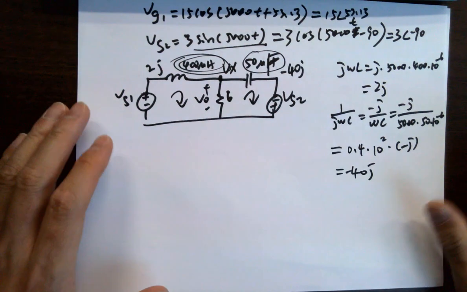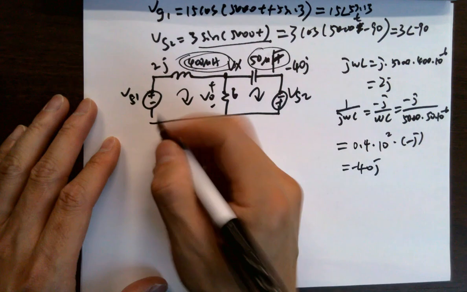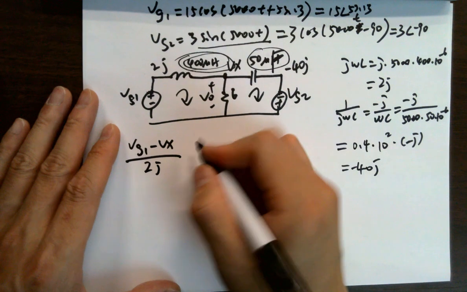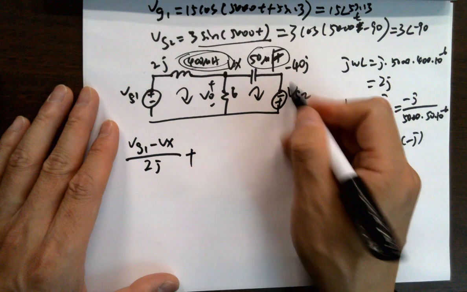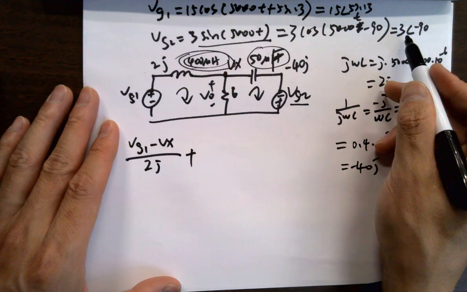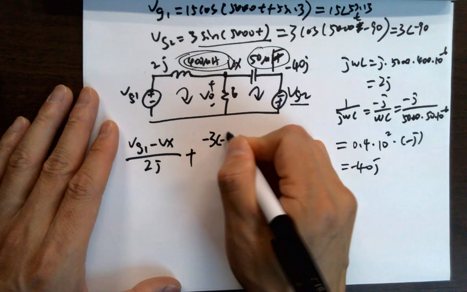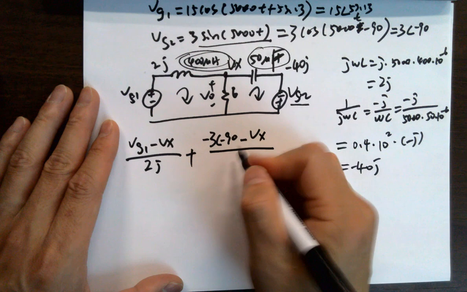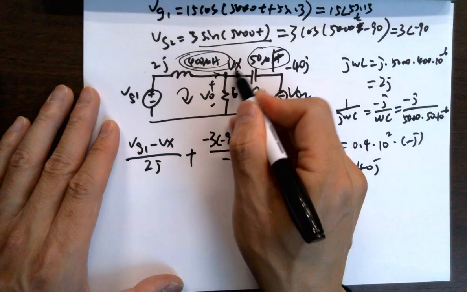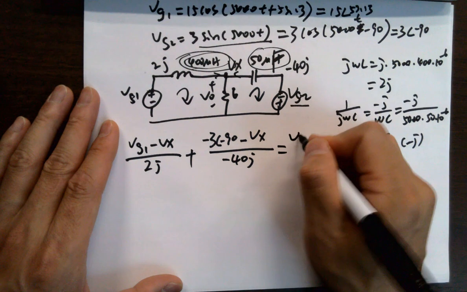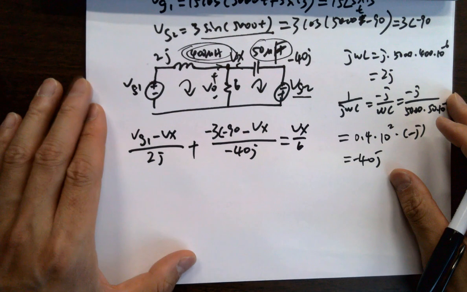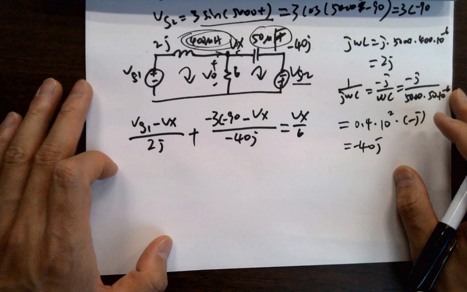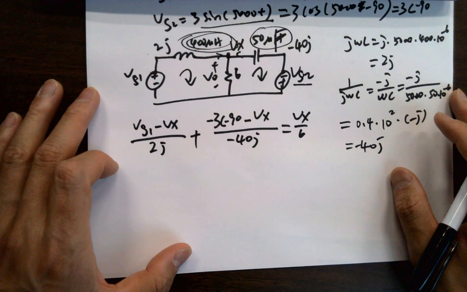What's the node voltage method? VG1 over 2j. That's the current going into it. And from the other side, VG2, you have to put a minus sign in front of it, right? So this becomes minus 3 angle minus 90 degrees minus Vx over minus 40j is the current going in here. 2 currents going in, 1 current going out. So this equals Vx over 6. That's it. Okay? The list of equations is very simple, but the calculation takes time. Just be patient. I think I went through this in the recorded video, right?